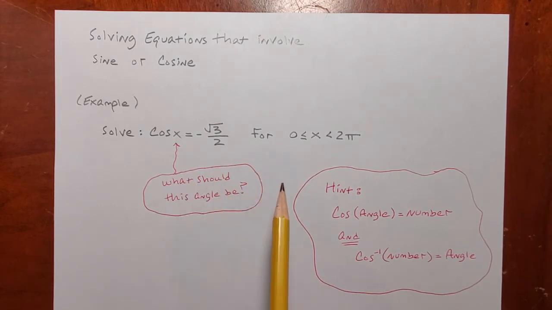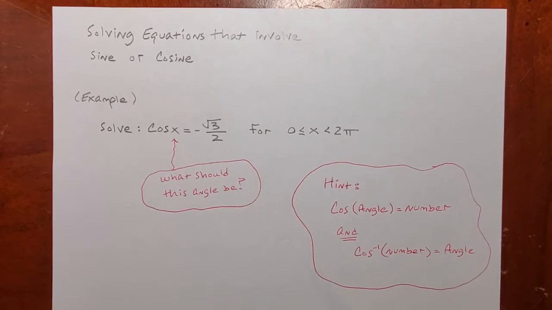So let's talk about this one, and this one will establish the basic thought process and the considerations for this sort of problem. Okay? So it says cosine of what angle is equal to negative root 3 over 2. And we're looking for the answer or the answers, if there's more than one, that's between 0 and 2 pi, or 0 and 360 degrees if you want to think about it like that. So what should the angle be?